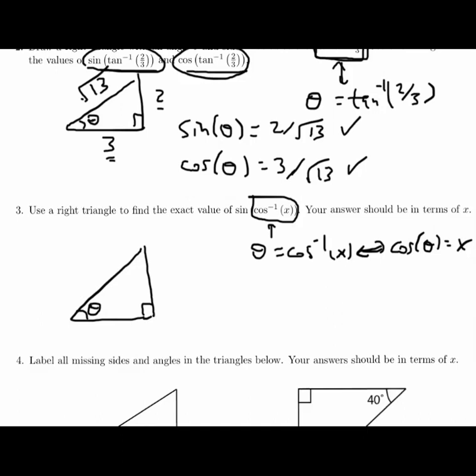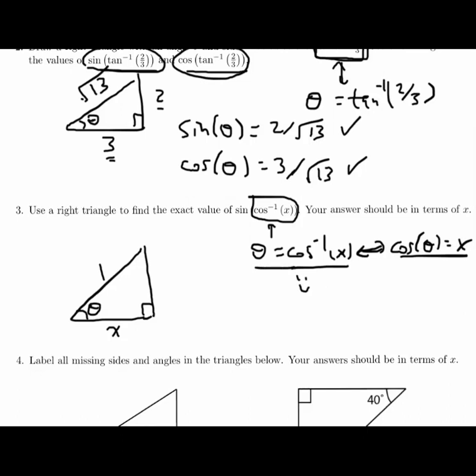So here's the angle theta in a right triangle. If I want the cosine of this angle to be x in this picture, then I'm going to label the adjacent side x and the hypotenuse 1. Now the cosine of theta in this picture is equal to x over 1. And so this is true, and so therefore this is true.